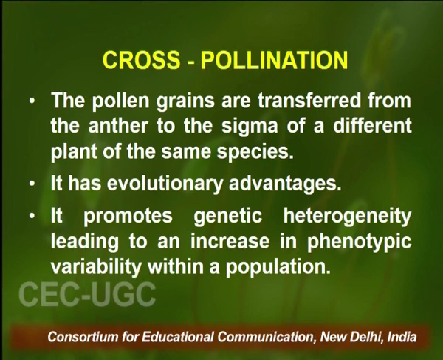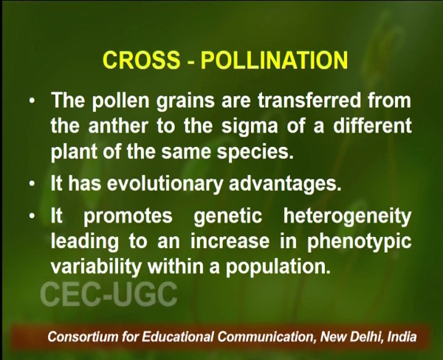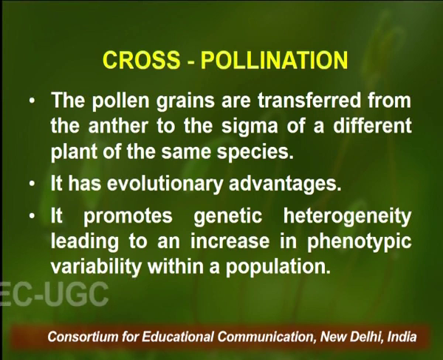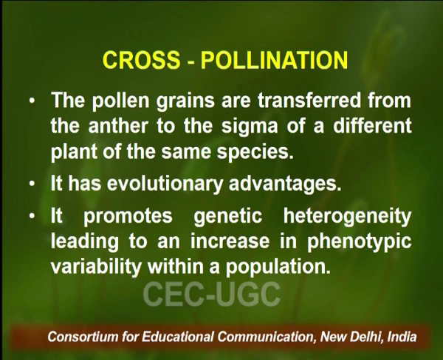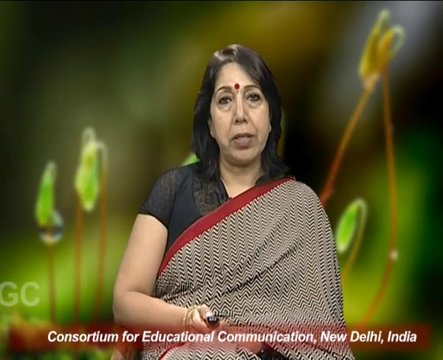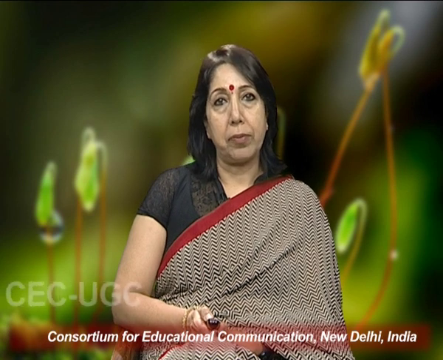Cross-pollination, on the other hand, is when the pollen grains are transferred from the anther to the stigma of a different plant, but the plant is of the same species. Now, cross-pollination has several evolutionary advantages, and it also promotes genetic heterogeneity, which leads to an increase in phenotypic variability within a population. I would like to mention here that this genetic heterogeneity is very important in the overall adaptability and evolution of any species.